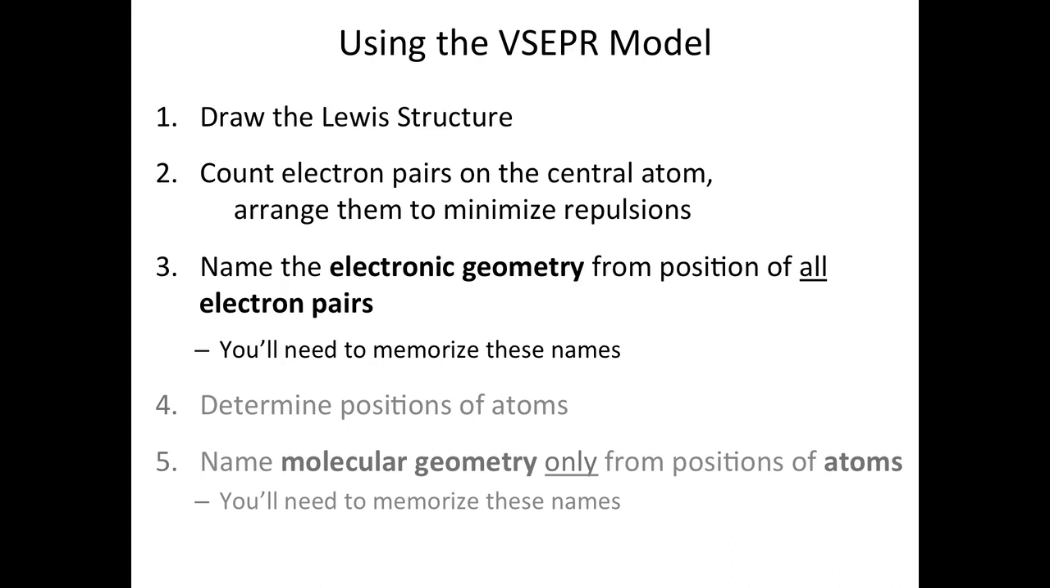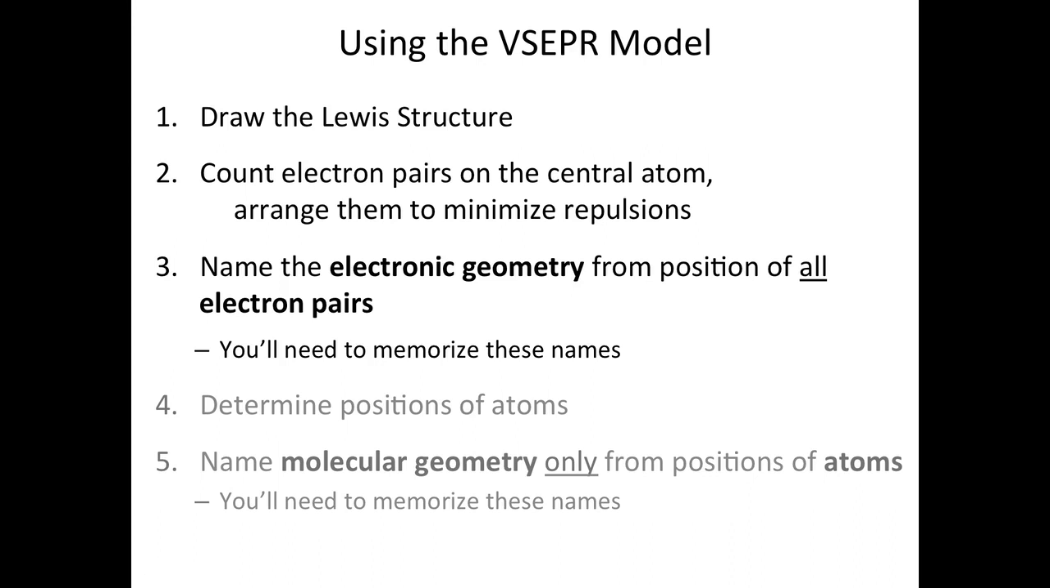Then you name something called the electronic geometry from the position of all electron pairs. This includes lone pairs. You'll need to memorize what these names are, and I'll talk about this in detail in the next slide. Forecasting forward, you then figure out which ones of your electron pairs are atoms, and then you name something called the molecular geometry only from the positions of the atoms, not including lone pairs. And we'll get back to this in a minute.